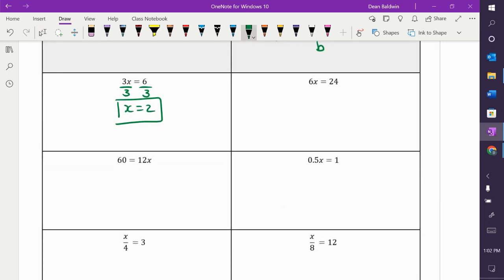All right, let's do this one here. 0.5x is equal to 1. What do I have to do to get rid of the 0.5? 1 divided by 0.5 is 2. Does anybody know why it's 2? Other than I just punched it in my calculator.